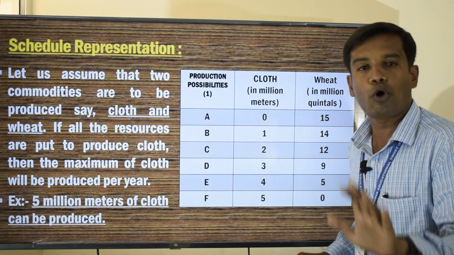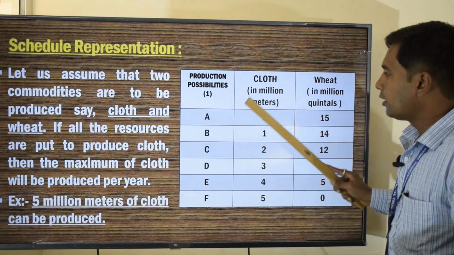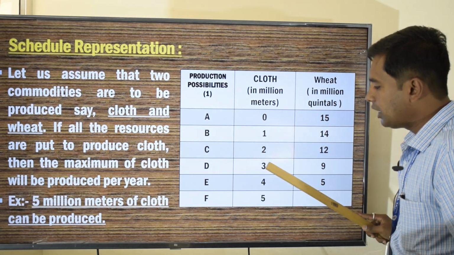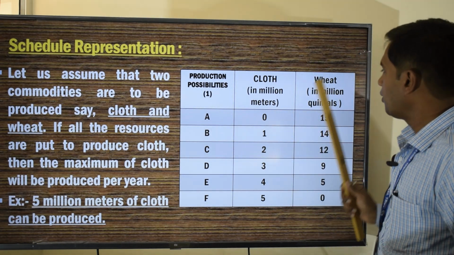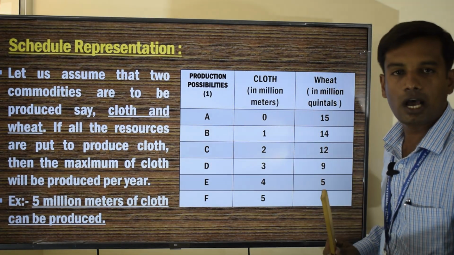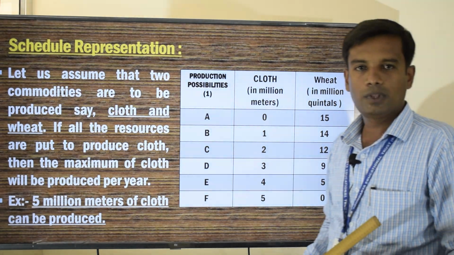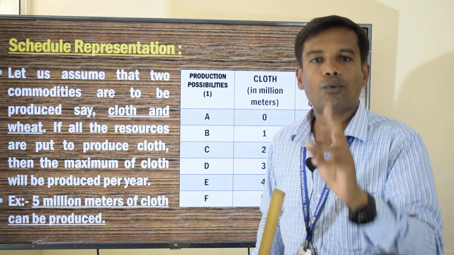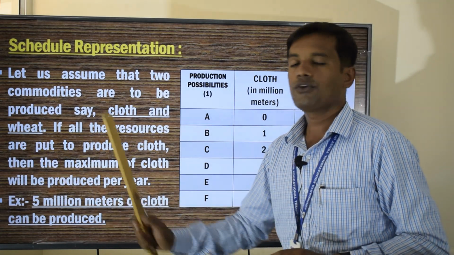There are 6 possibilities. Next, the second column says cloth in million meters: 0, 1, 2, 3, 4, 5. And finally, the third column says wheat in million quintals: 15, 14, 12, 9, 5, 0. So, for our easy understanding, I have taken only 2 goods. One is cloth, another one is wheat.